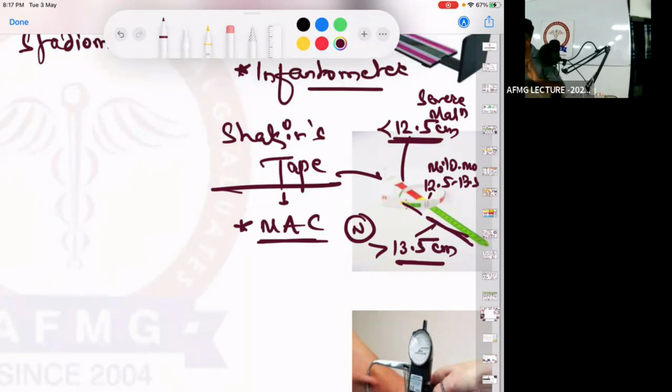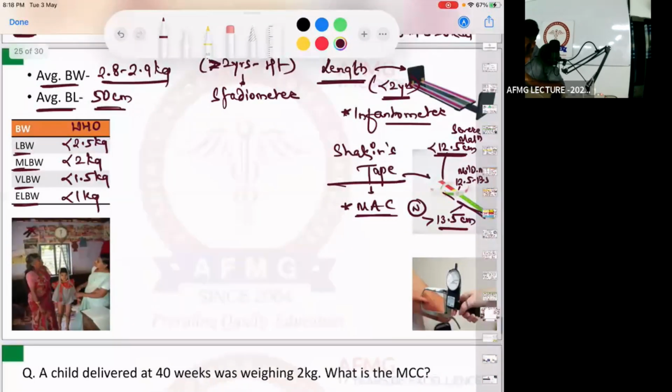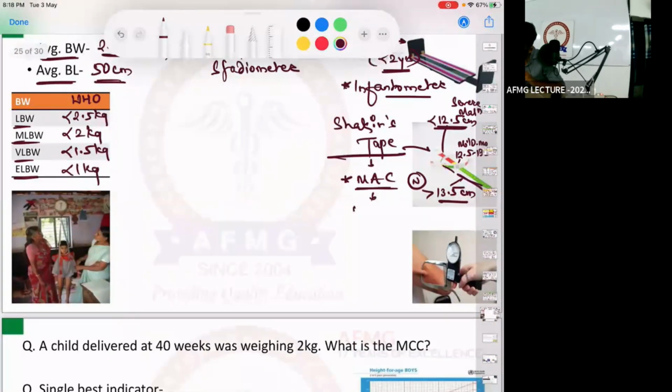Red zone less than. Mild to moderate malnutrition with zone. Severe malnutrition with zone. Normal child with zone. So, MAC is used to determine what? MAC is used to determine malnutrition.